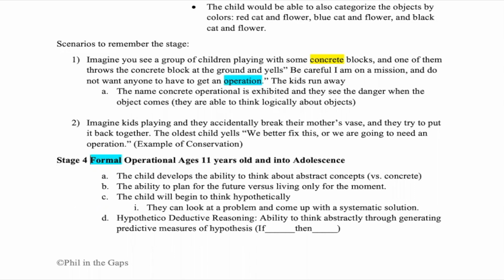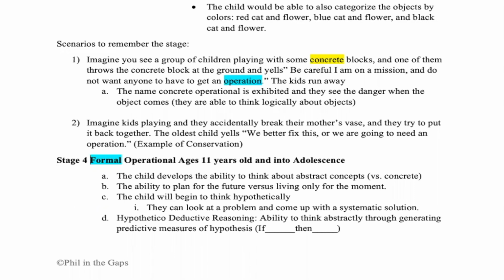So this is where the child develops the ability to think about abstract concepts versus concrete objects or concepts in general. Again, you're able to think of things that are not directly in front of you, but you're able to think about cause and effect type things, not just based on objects, but based on everything. So the child goes from being able to work with other individuals and only seeing things that are tangible to thinking about intangible things and thinking about results and coming up with hypotheses. So it's the ability to plan for the future versus living only for the moment.